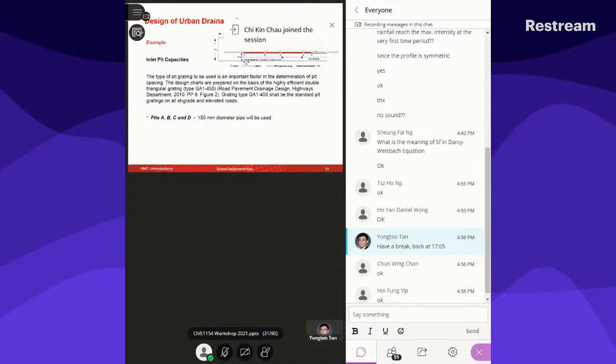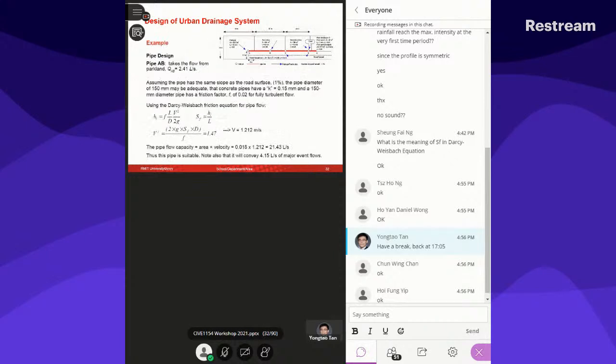Okay, next we determine the pipe. A minimum 150 diameter pipe will be used. For the pipe design, we take the flow from the pipeline, which is 2.41 liters per second. So the peak flow to pit A that we just calculated is 2.41.